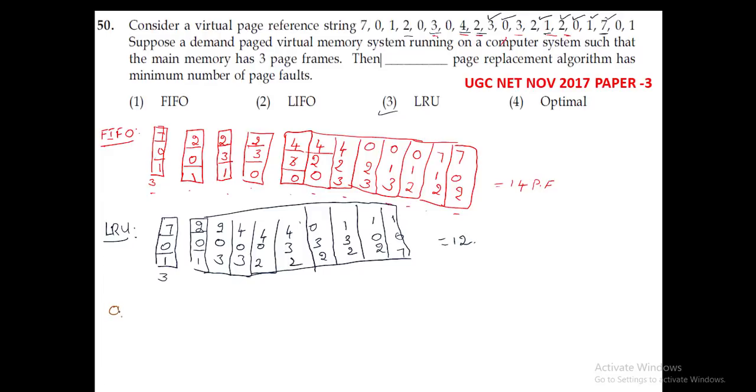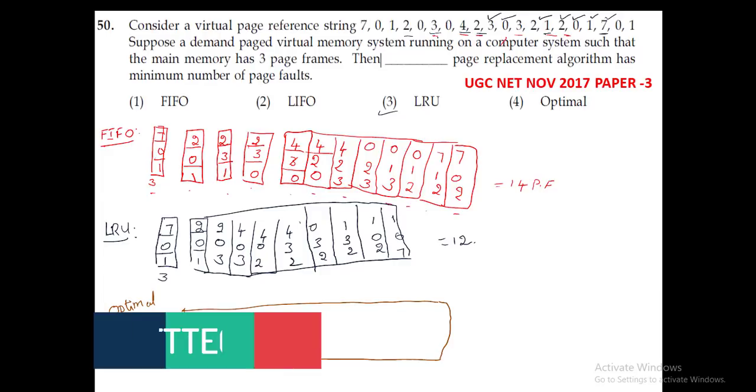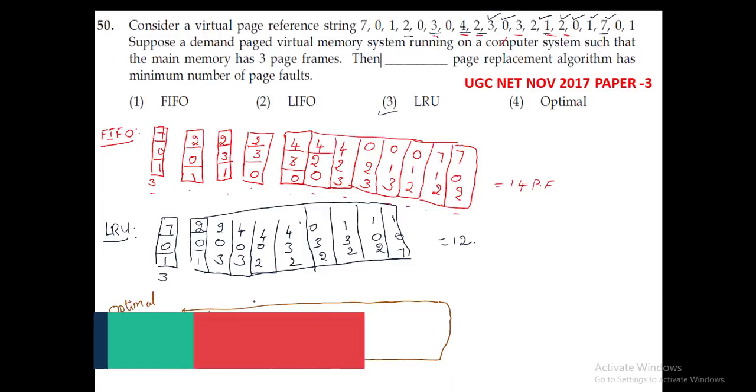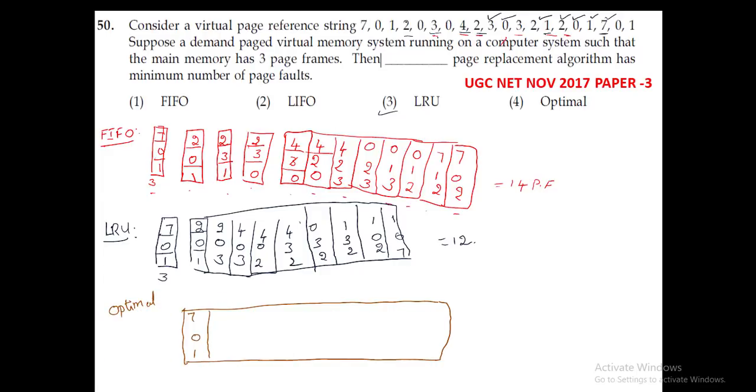Next, choose the mechanism called the optimal one. Initially there were 3 pages, so 3 page faults for 7, 0, 1. After that the CPU refers to page number 2, which is not there, so we have to perform page replacement.